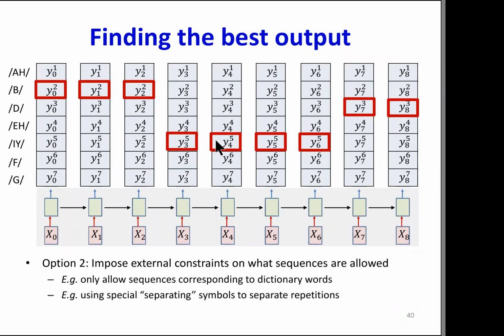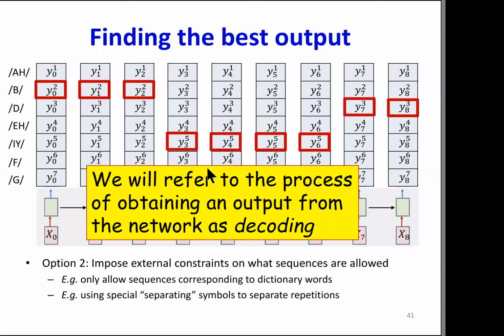But for now, let's just assume that we have some way of obtaining an output from the network. I'm going to call this decoding. It is going to give me an output sequence, right? So given an input, I can actually produce an output, a symbol sequence, and say this is my best guess for the sequence of symbols that corresponds to this input.